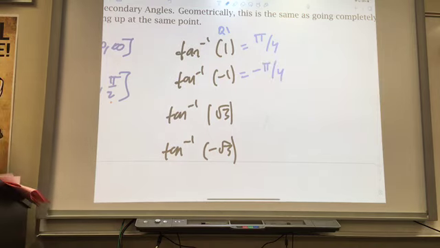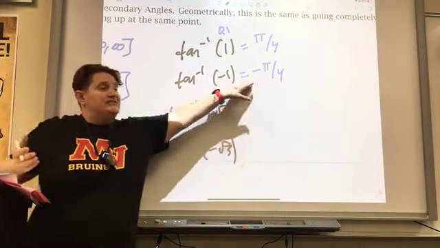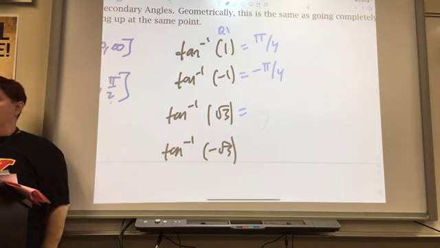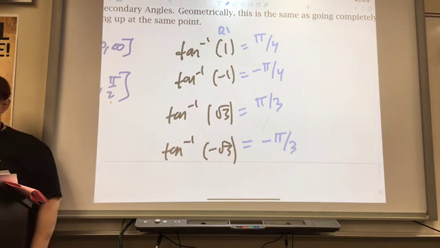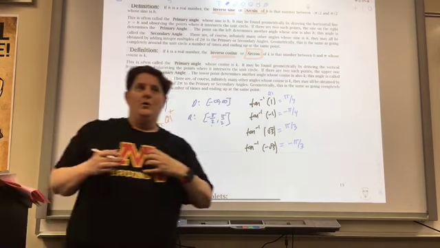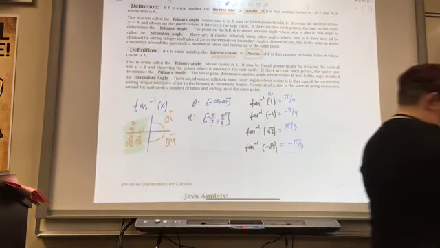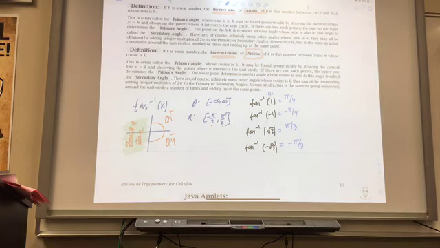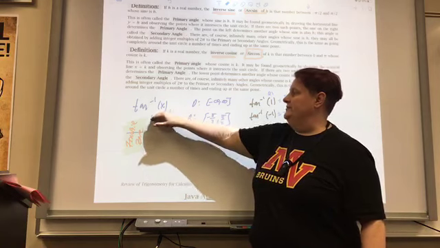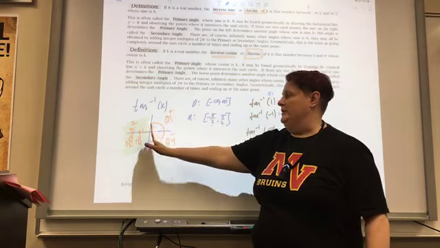Which means that negative is just negative. That's exactly right. And inverse tan of root 3 is pi over 3. So what's inverse tan of negative root 3? Negative pi over 3. Guys, with inverse sine and inverse tan, the answers are always pi over 6, pi over 4, pi over 3, or negative pi over 6, negative pi over 4, negative pi over 3.